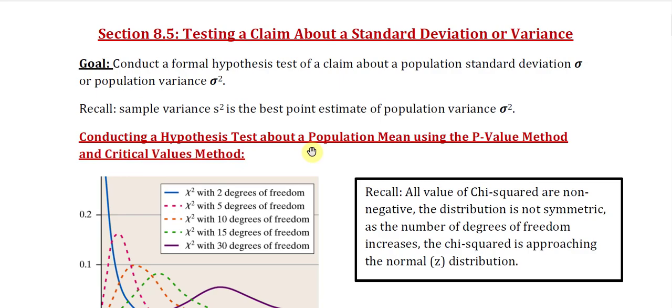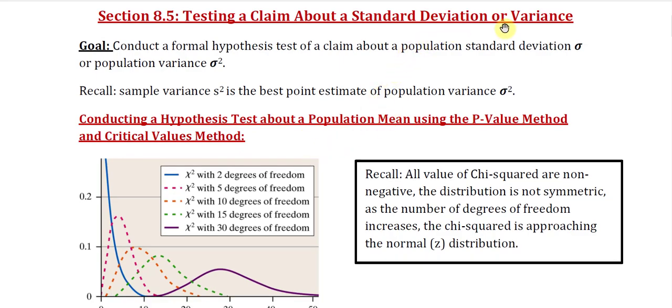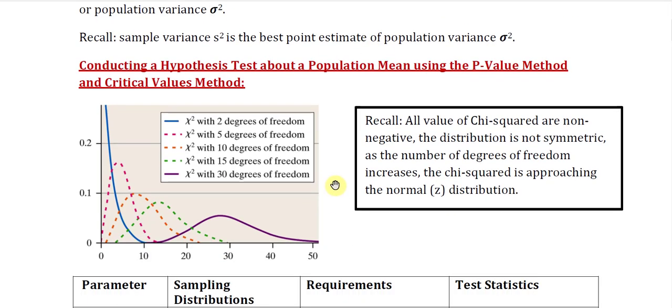we need a chi-square for the standard deviation or variance in this case. And also from chapter 7, we know that all the values of the chi-square are non-negative. So we always go from 0 and to the right, and the distribution is not symmetric. That means it is not a normal shape, and as the number of degrees of freedom increases, the chi-square approaches the normal z distribution.